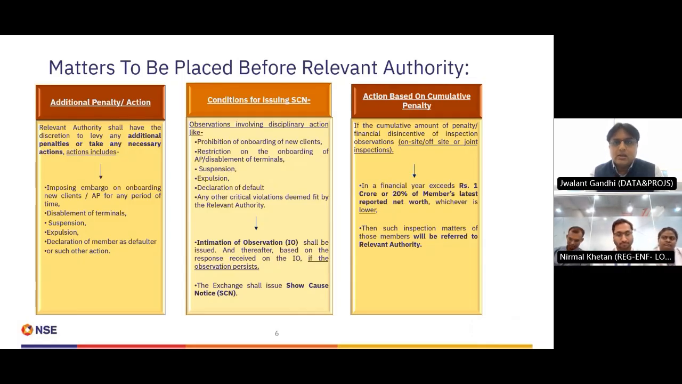Okay, Nirmal, just one small question. When we are saying the cumulative amount of penalty or financial disincentive from inspection observations, does it specifically pertain to any annexure out of the six annexures? So 1.1 you can refer. So if in a financial year it exceeds 1 crore or 20% of the member's net worth, these are 1.1 annexure related violations, correct? Yes, whichever is lower, definitely. Okay, please go ahead.